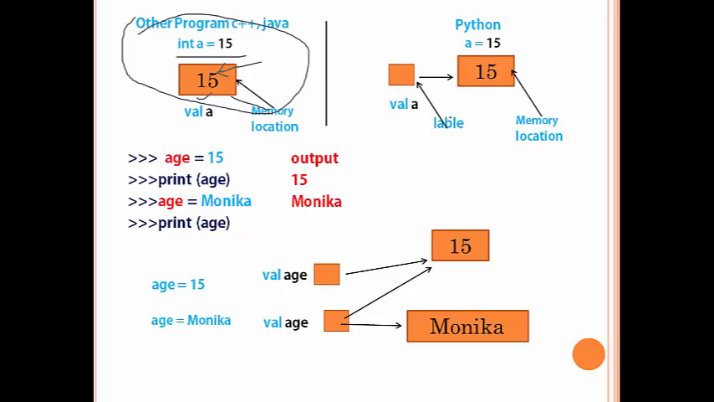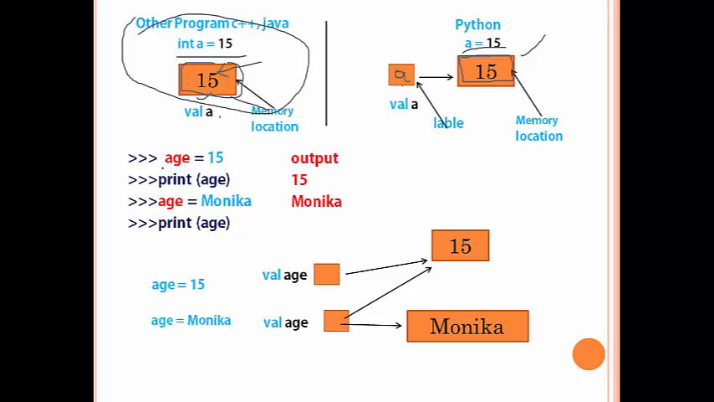But in the case of Python, if you create a = 15, it means you have created the variable a, which is actually a label. And when you say it's equal to 15, the 15 is stored somewhere in another memory location. So here a is the label of the memory location, not the variable.